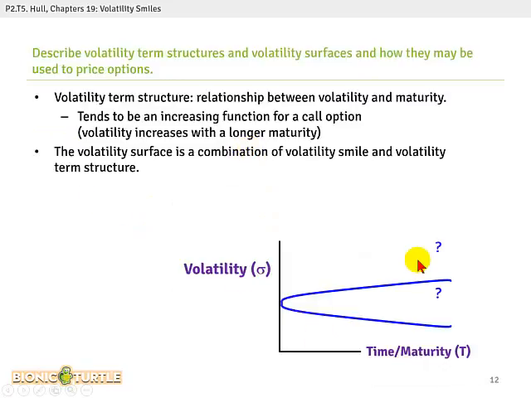I said before that instead of having strike price or a ratio or even delta on the x-axis, we could have just time to maturity. And so that's a volatility term structure, a plot of volatility against maturity. It tends to be an increasing function for the call option, but it really could vary because, again, implied volatility is a function of the market prices, which are informed by several factors, including technical factors like liquidity and supply and demand. Now we can combine this term structure with the volatility smile and we get a volatility surface.